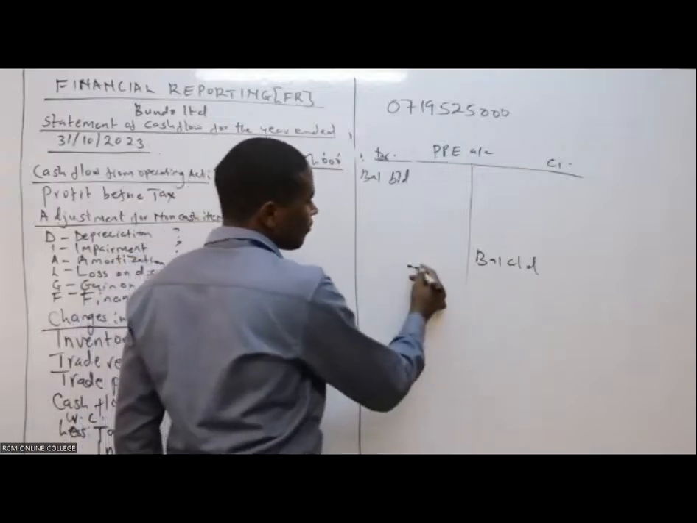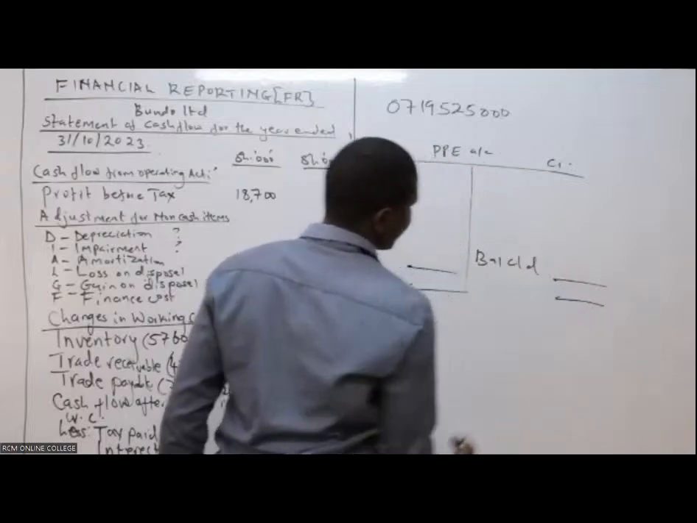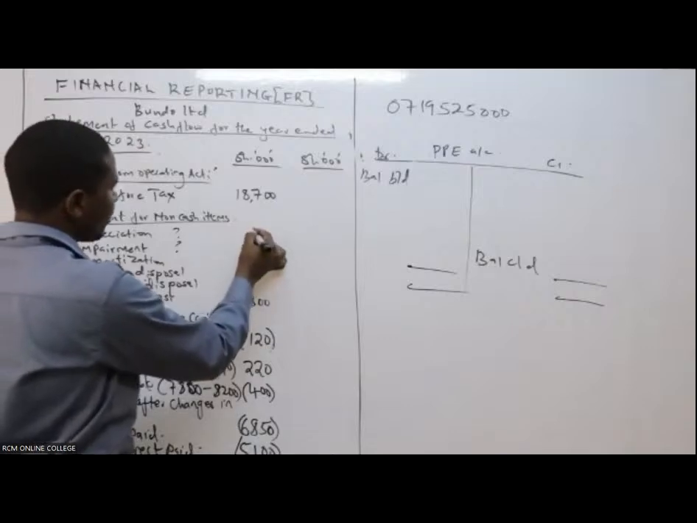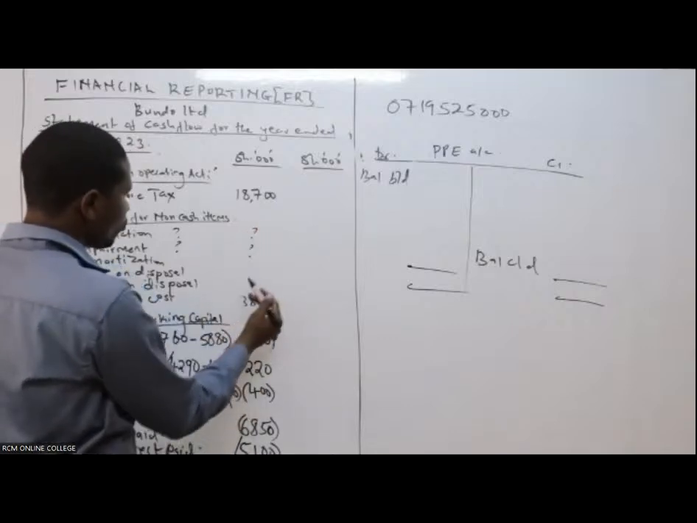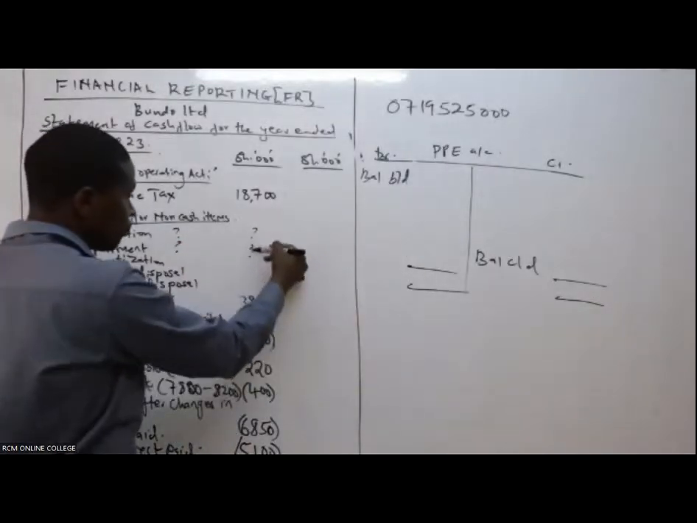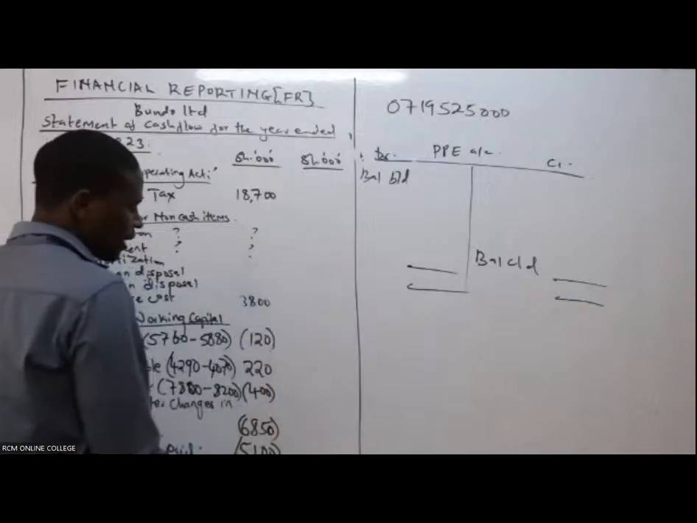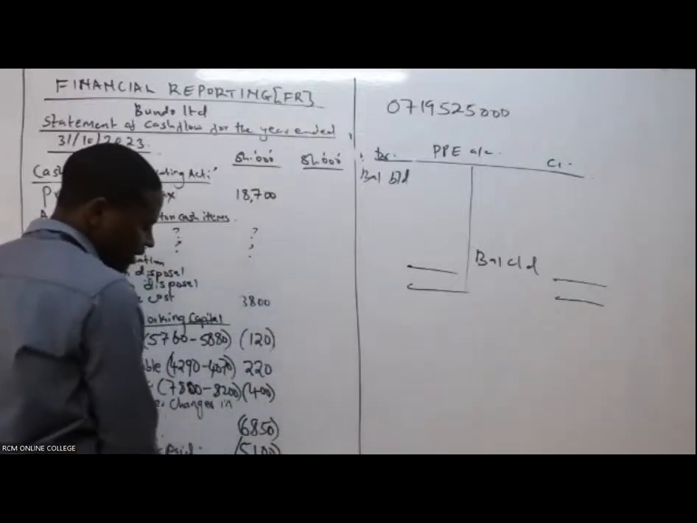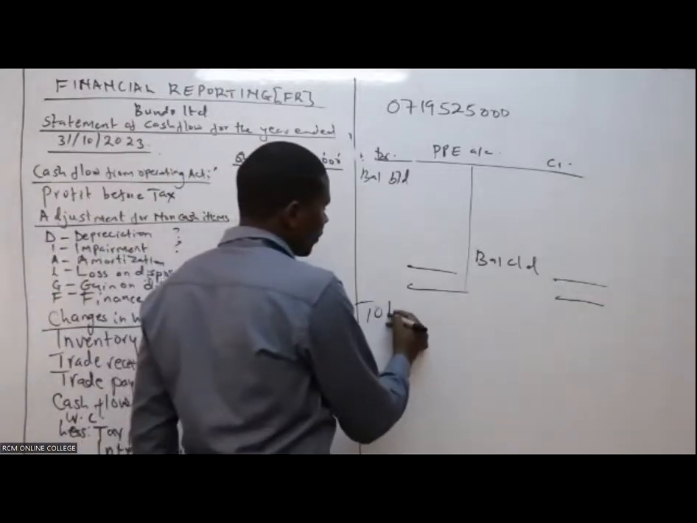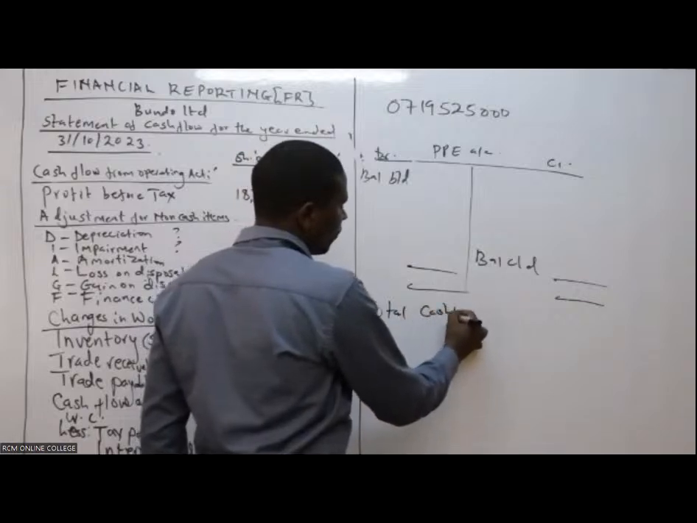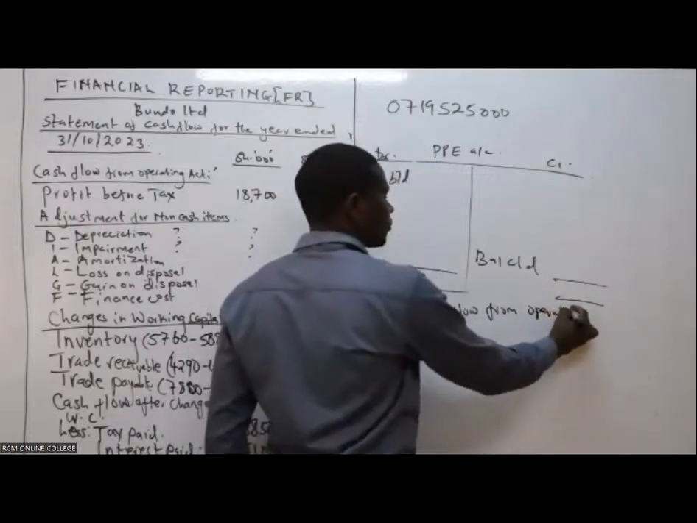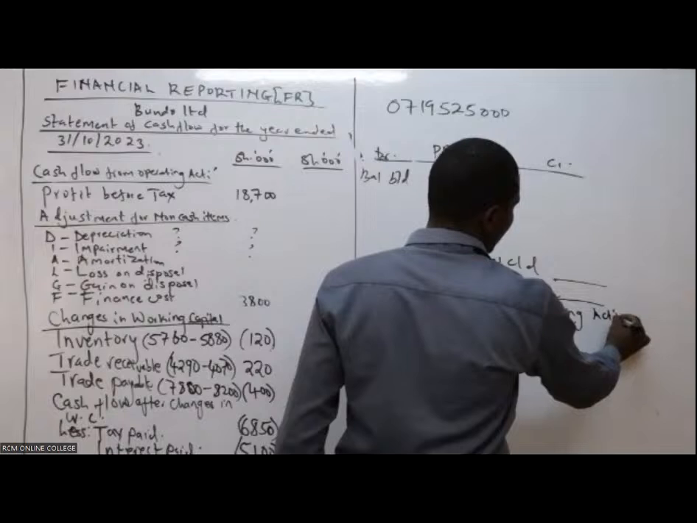Please do me a favor. Go and do that as an assignment, because the two items are the ones remaining here for us to do. And remember, these two are subtracted in our income statement. Therefore, you will be adding them. Then you sum all these and get total cash flow from operating activity. So that's in our next meeting.